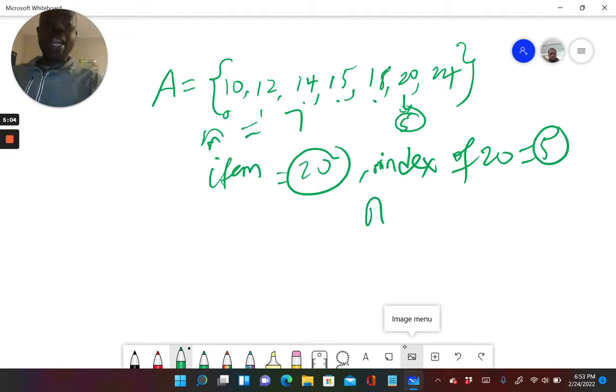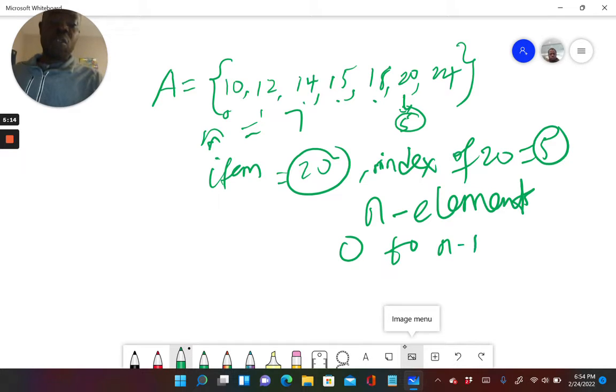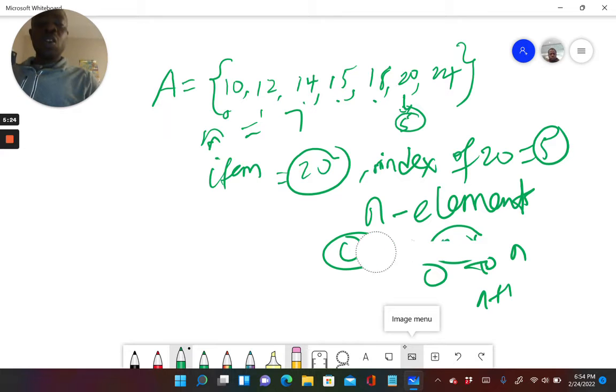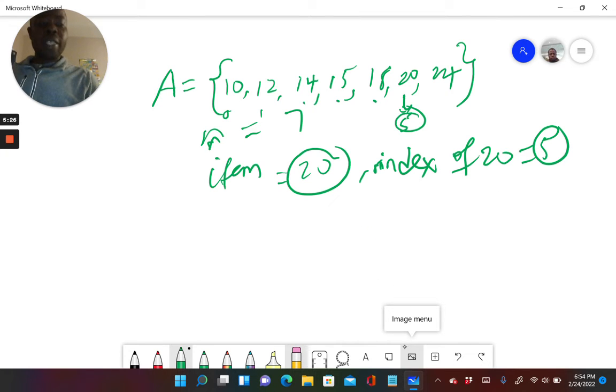So an n element array has indices of how many index? 0 to what? N minus 1. You have to note that, okay? You cannot run from 0 to n. If you run from 0 to n, that means you have n plus 1 items. So that is that.